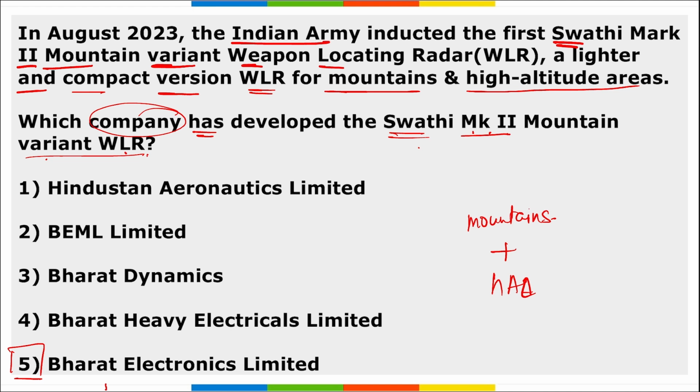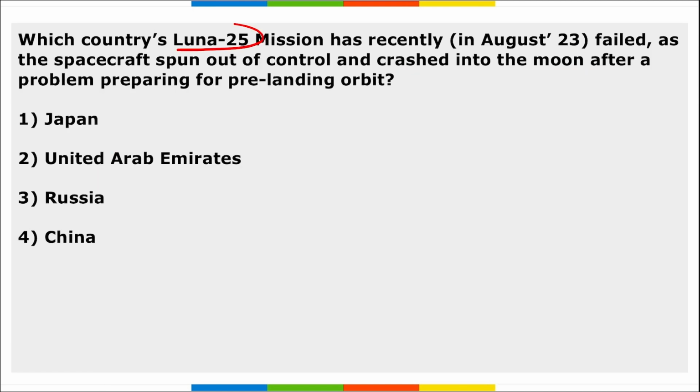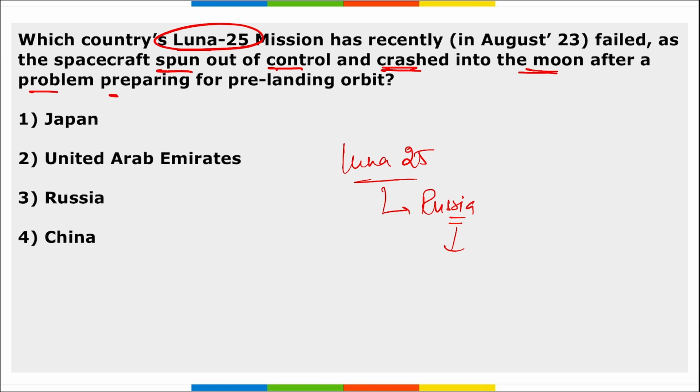Correct. Next, which country's Luna 25 mission? So remember, Luna 25 is the mission of Russia. Correct. And it was a failed mission as the spacecraft spun out of control and crashed into the moon after problems preparing for the pre-landing orbit. So it was a mission of Russia, right? Luna 25 was launched after 47 years by Russia, but it was a failed mission.